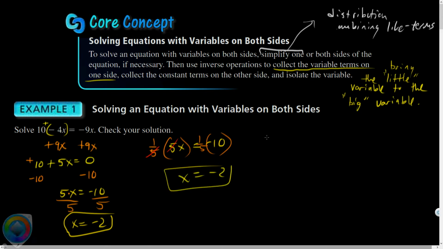Now, 1/2 wouldn't cancel out with 5. It'd be 5/2 x.